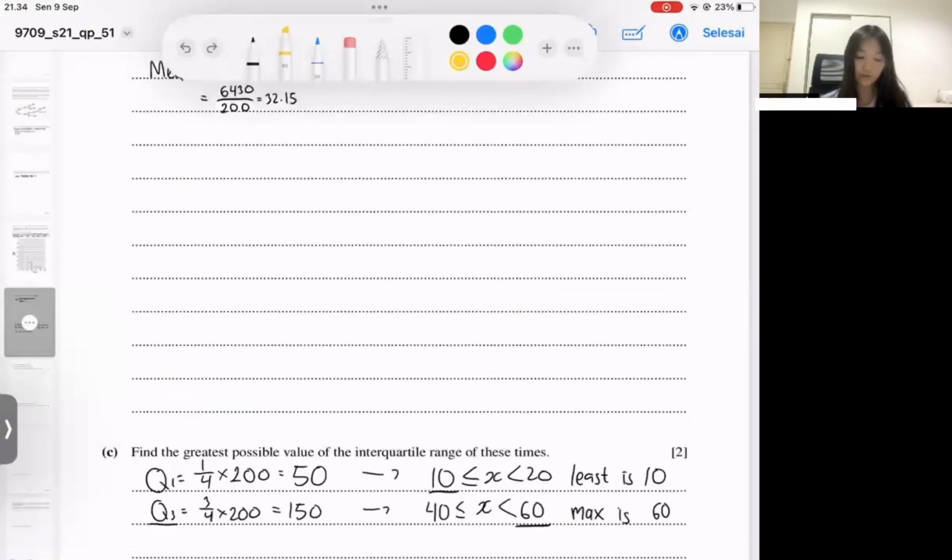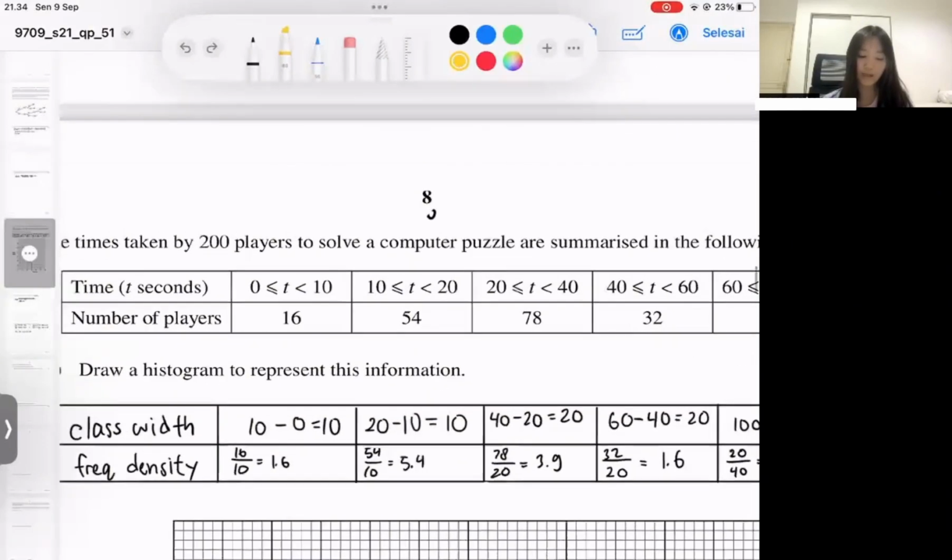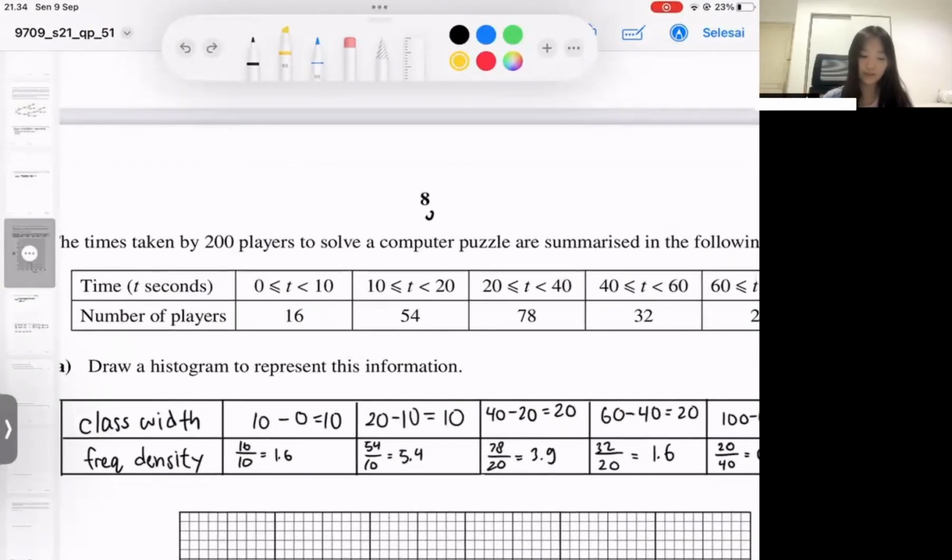So to find the value for the lower quartile, we need to go back to the table and find the range that the first 50 people lie in, the smallest range for it. So in here we see 16, the first 16 people. The first 50 people is more than the first 16 people. Therefore, it doesn't lie in this range. Now we go to the next range. The next range is the first 16 people with the next 54 people. This becomes 70. The first 50 people lie within the range of the first 70 people because 50 is smaller than 70. Therefore, we can use this range for the lower quartile.